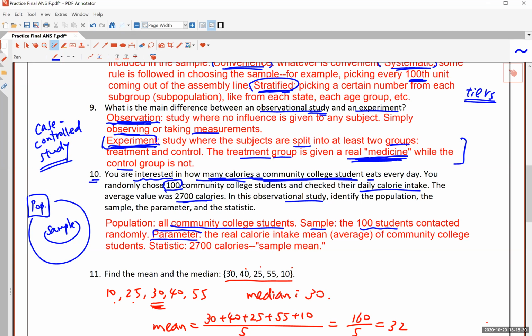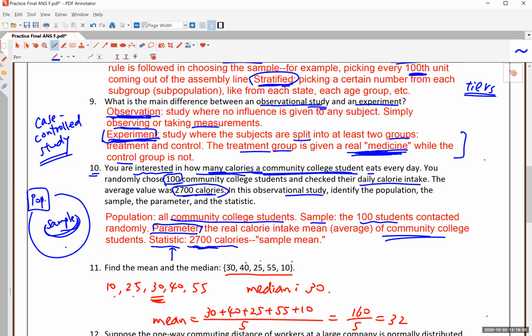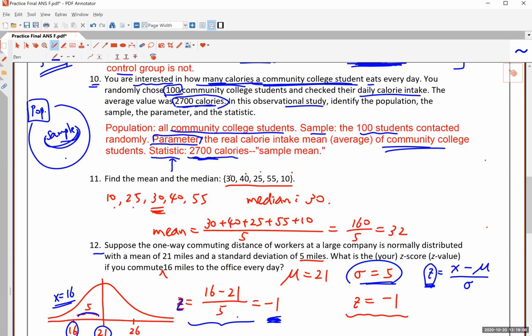Now, you'll never find the parameter. Even after a careful study, nobody will ever know the parameter, technically. But what you can do is estimate that using methods of statistics. And the statistic, in this case singular, is the average of the sample. This is called the sample mean of 2,700 calories. This is the statistic, and you use statistics from the sample to estimate the parameter, which is unknown in your population.